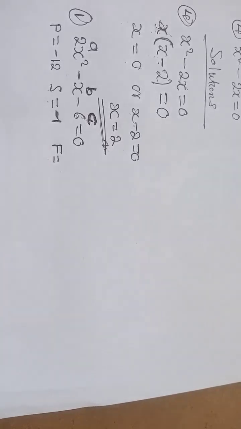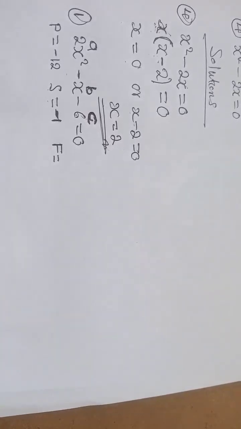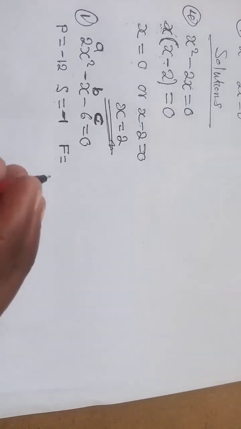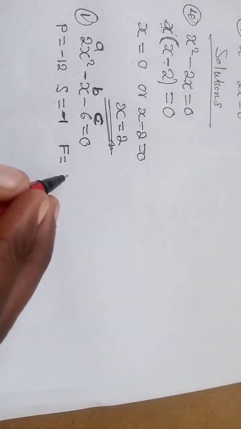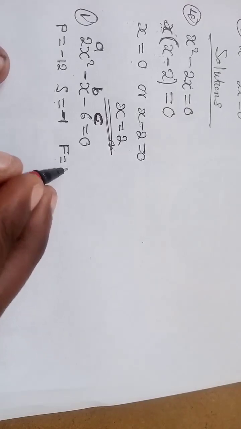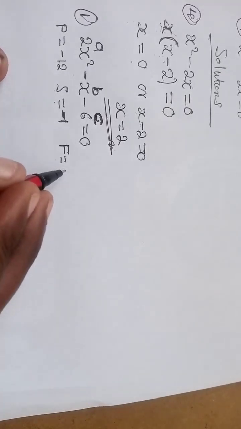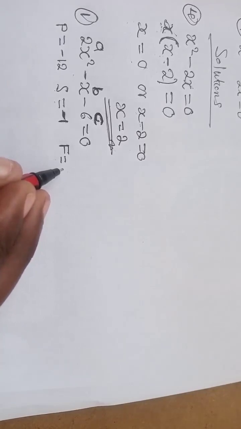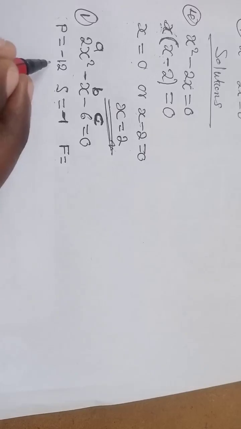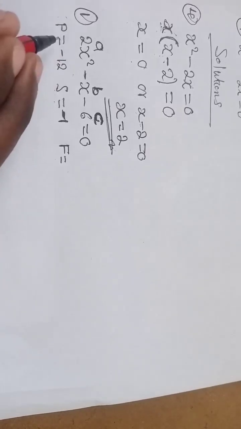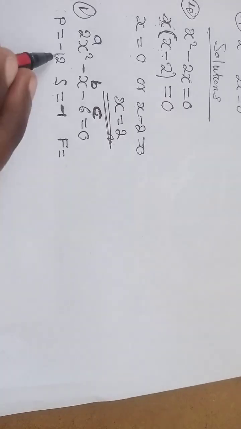Now, how do we find the factors? This is where my concern is, on how to find the factors. The factors you're supposed to find are two numbers that when you multiply them, they should give you the product.